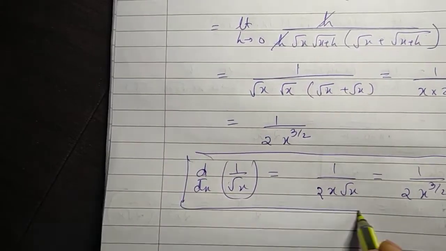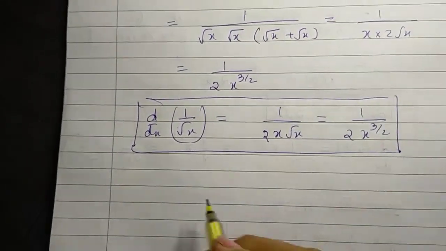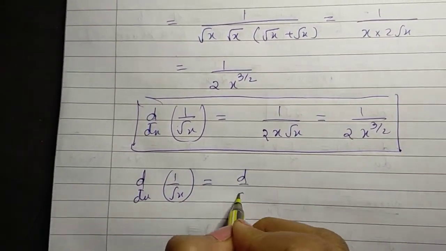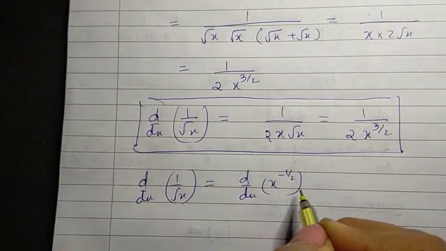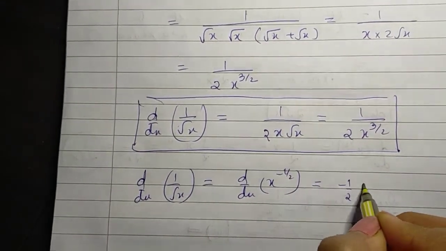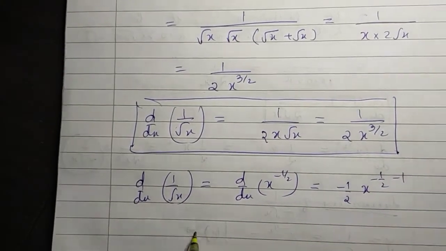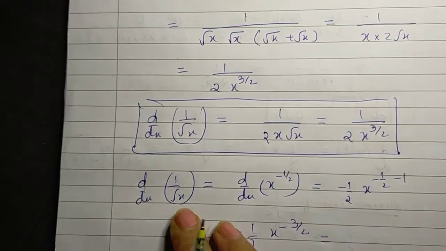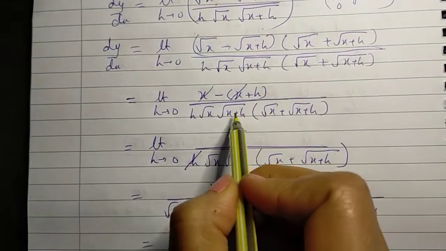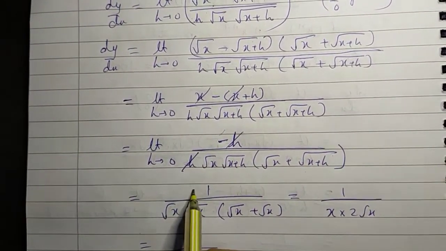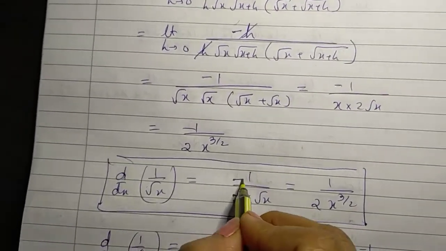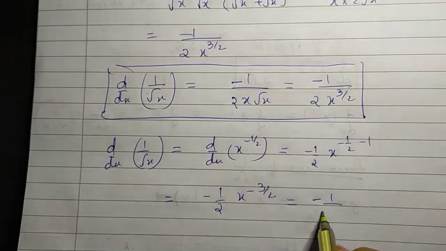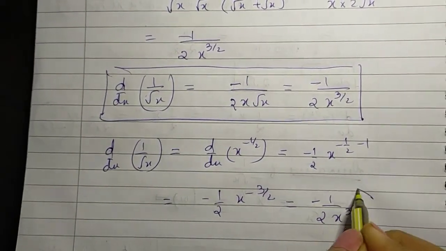Again, substituting in the identity, d by dx of 1 upon root x can be written as d by dx of x raised to the power minus half, which is equal to minus half x raised to the power minus half minus 1, which comes out to be minus half x raised to the power minus 3 by 2. Here also we have the minus sign, so the answer comes out to be minus 1 upon 2 into x raised to the power 3 by 2.